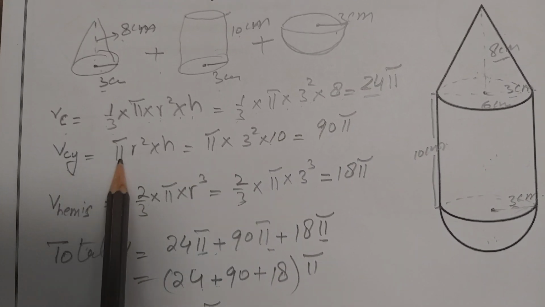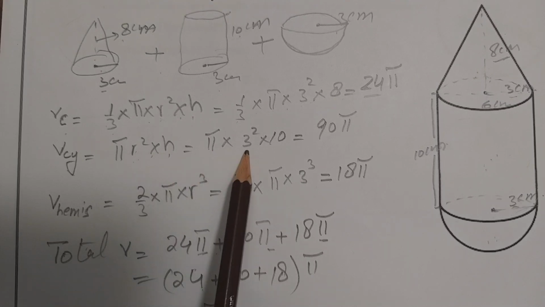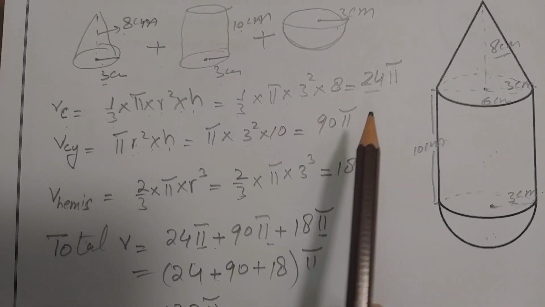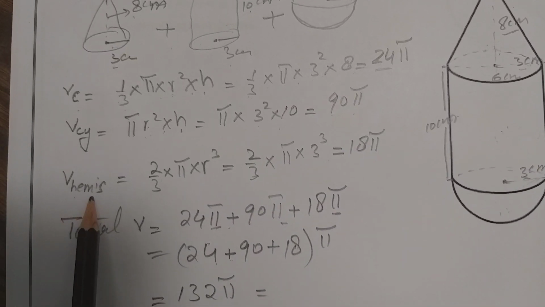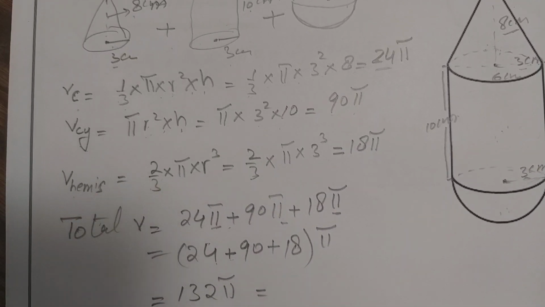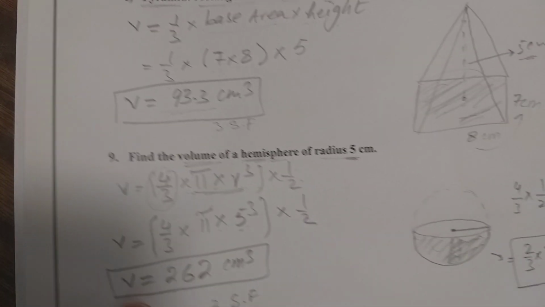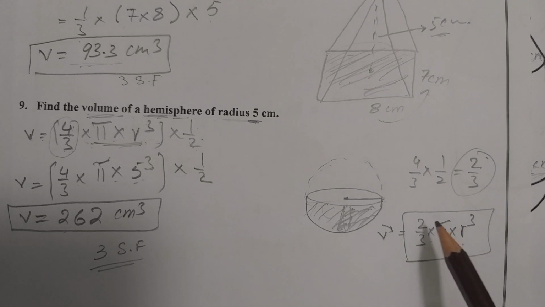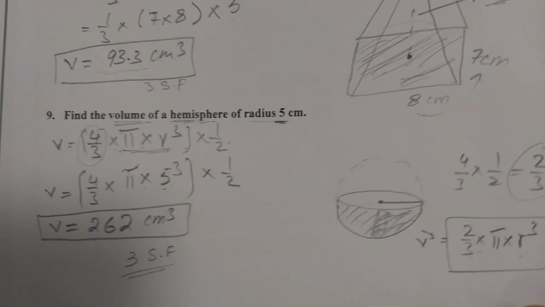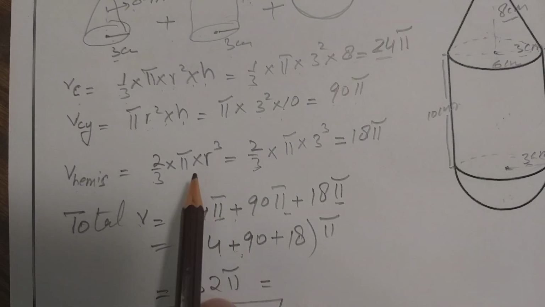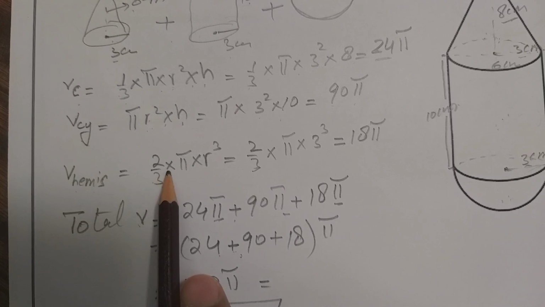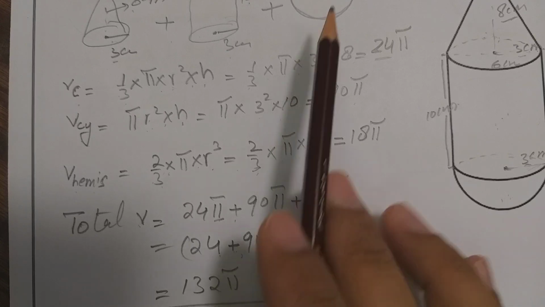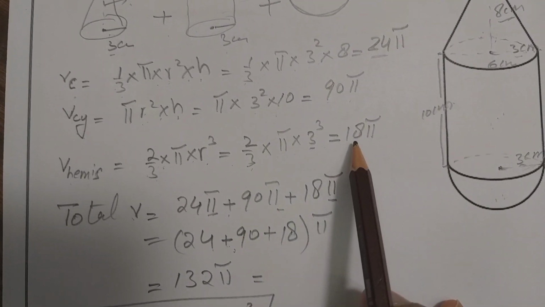Volume of the cylinder is pi r squared times h, where r equals 3 and the height of the cylinder is 10. Simplify, you get 90 pi. Volume of the hemisphere: as I told you in the last sheet, the formula for the hemisphere is 2/3 of pi r cubed. So the volume of the hemisphere equals 2/3 times pi times r cubed, with r equal to 3. Simplify, you get 18 pi.